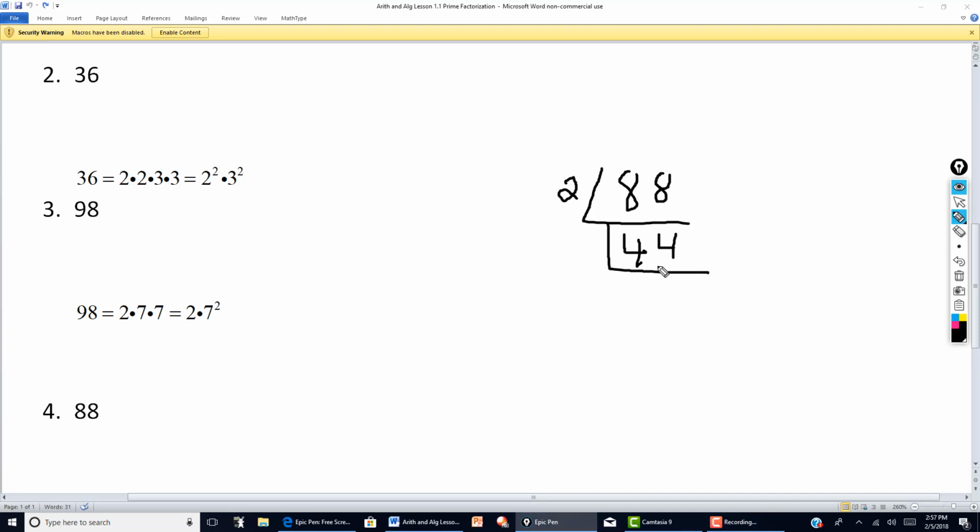Again, we divide 44 by the smallest prime, which is going to be 2. This will go 22. 22, the smallest prime that divides it is 2. This will go 11. 11 is a prime, so the smallest prime that divides it will be 11. That gives 1. So the product of these numbers on the left side is the factorization: 2 times 2 times 2 times 11.